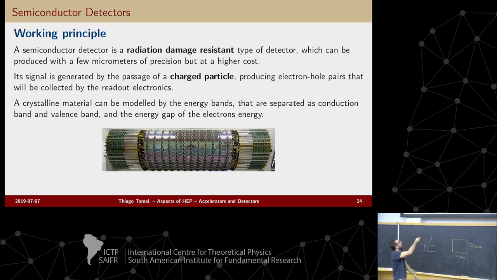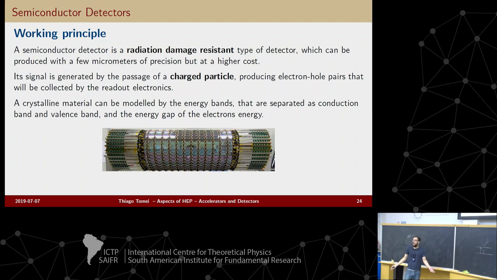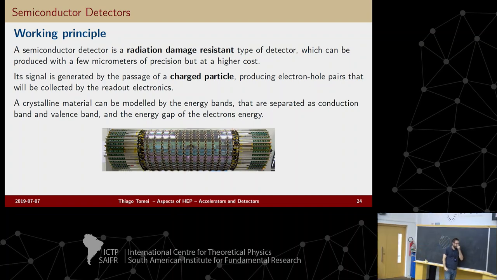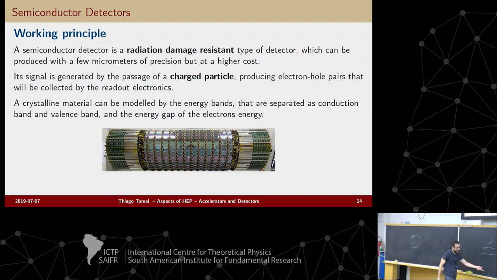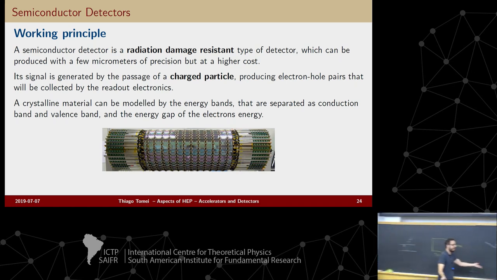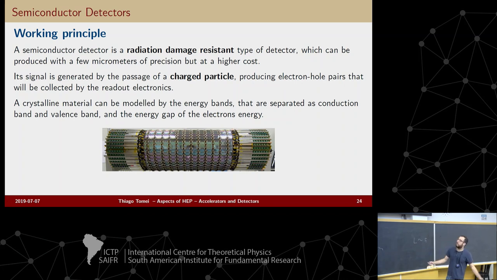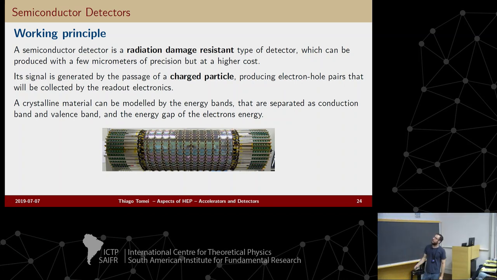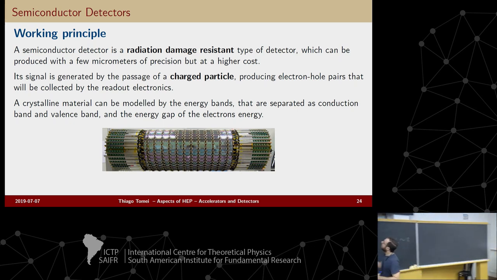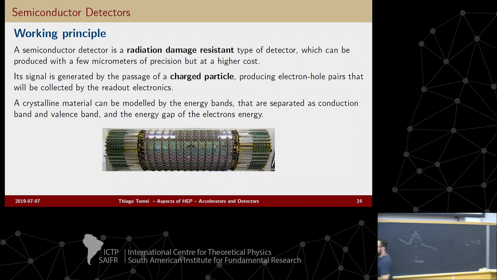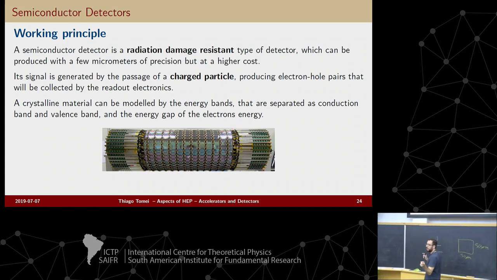Why? Because I'm saying semiconductor here, but it's silicon, right? It's silicon wafers. This, unfortunately, is the reason why it's expensive. Silicon wafers of high purity are expensive. But if you can afford it, it's an amazing detector. And here again, if a charged particle goes through, it will leave a signal. It's sort of like the gas detector. We'll see later. But since this is a semiconductor, you have to think about the energy bands.